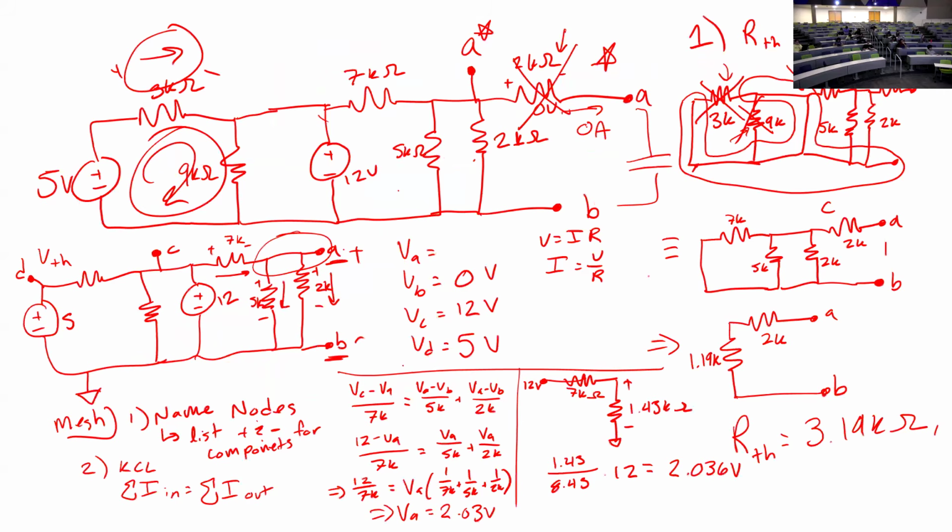Also, just for clarity on this one, the Thevenin voltage was VA minus VB. So VA minus VB is equal to V Thevenin. VA was 2.03 and VB was obviously 0. So VTH is equal to 2.03 volts, just for completeness on that. All right. Other problems?